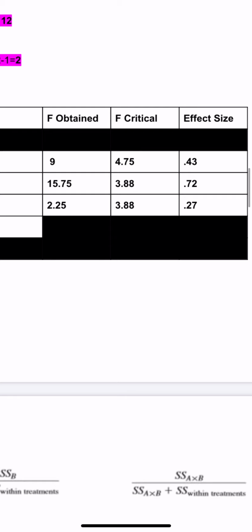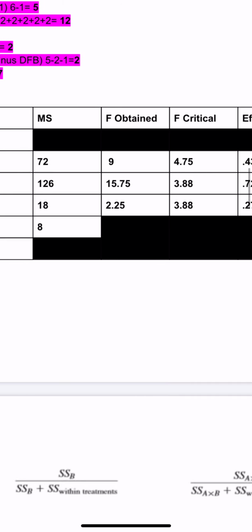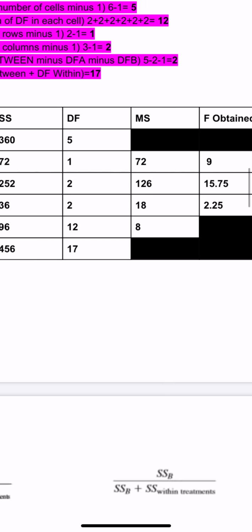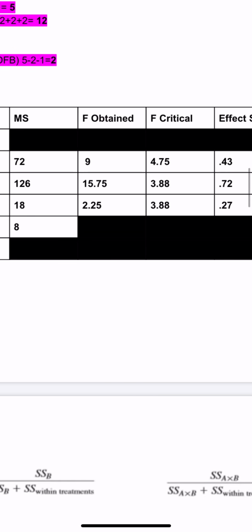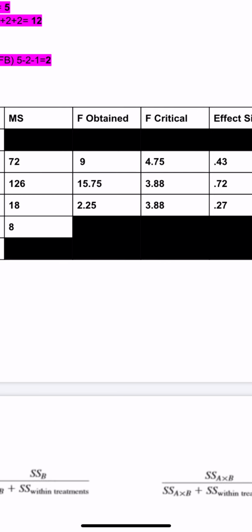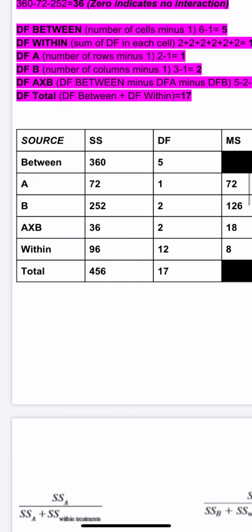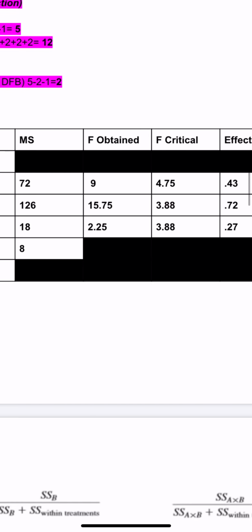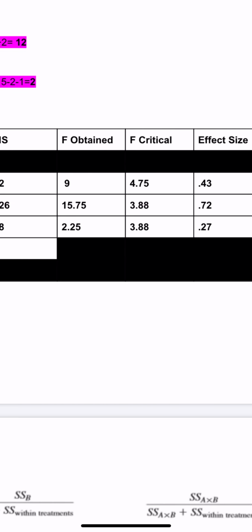And you also see that the effect sizes are positively correlated with the obtained F, right? So the higher the effect size, the higher the F obtained, right? The 15.75 has an effect size of 0.72, all right? An effect size of 0.27 corresponds to a 2.25, which is a non-significant result, right? So there's a non-significant interaction here because the F obtained is smaller than the F critical. But there's a significant effect of source A and source B, right? We got a 15.75 is bigger than 3.88, and 9 is bigger than 4.75.